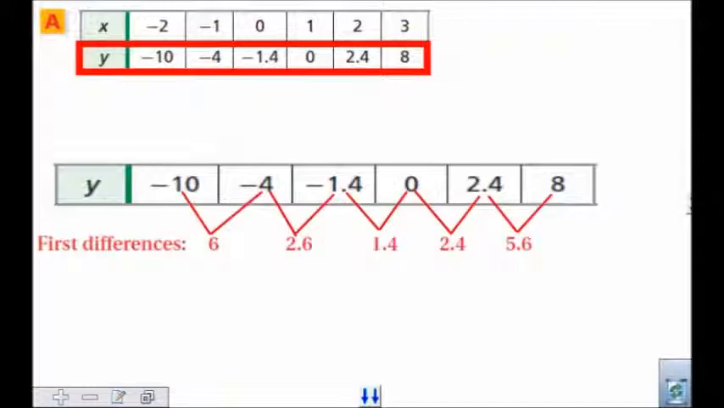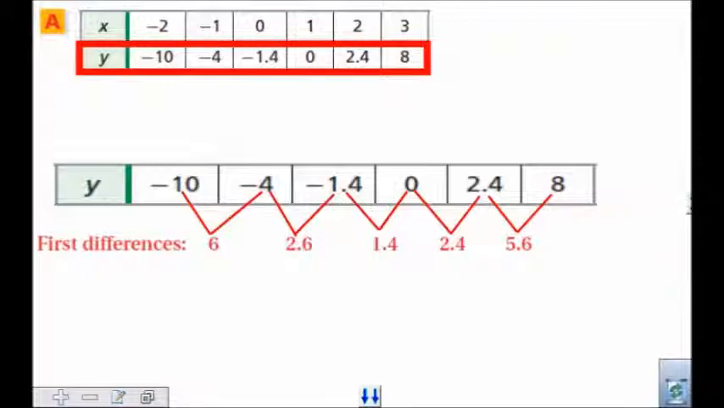Note that the first differences, going from -10 to -4, we increased by a value of 6. Going from -4 to -1.4, we increased by 2.6. From -1.4 to 0, we increased by 1.4. We increased by 2.4 to go from 0 to 2.4. And finally, we increased by 5.6.